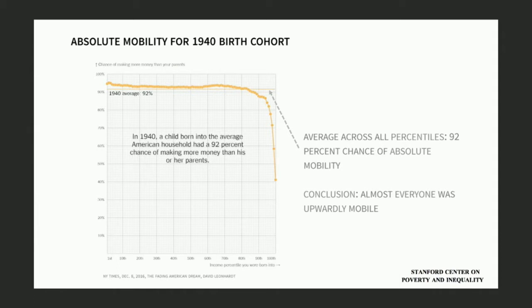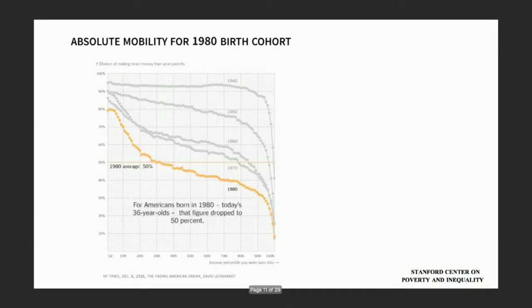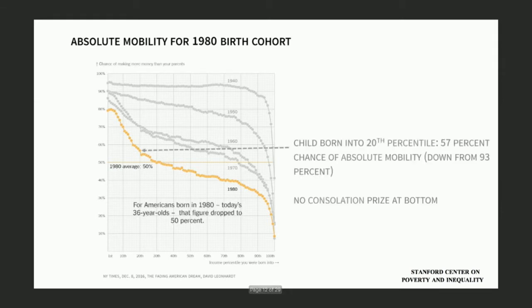Almost everyone's upwardly mobile. So now let's fast forward to the 1980 birth cohort. These now would be kids who at age 30 were getting their incomes in 2010. That bottom yellow line shows what's happened to this absolute mobility measure for the most recent 1980 cohort. Let's look again at the 20th percentile, a kid born into the 20th percentile. Now only 57% of those kids are making more than their parents, down from 93%.